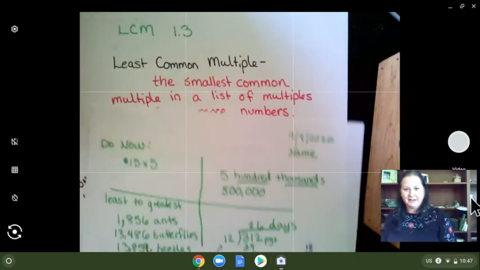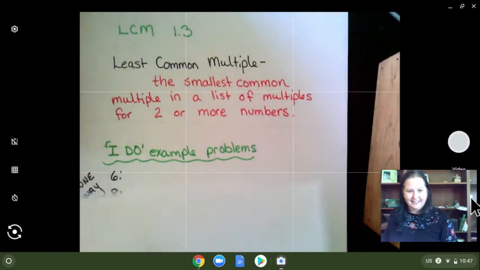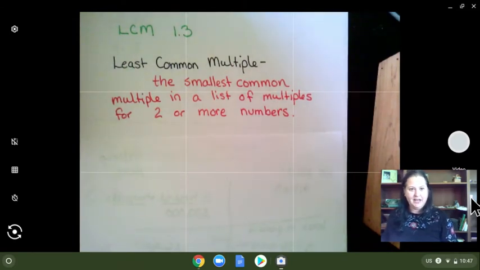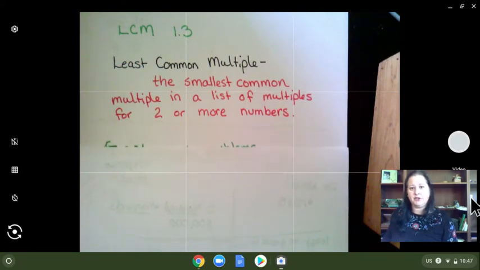Okay, moving on to the vocabulary for today. So here's the vocabulary. You just have this one word, and remember, I'm going to go over it and then pause so you can write it down in your notes. Least common multiple: the smallest common multiple in a list of multiples for 2 or more numbers.